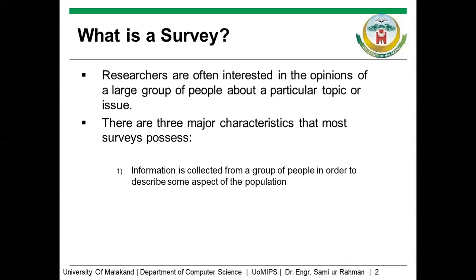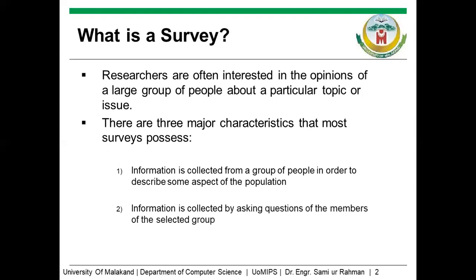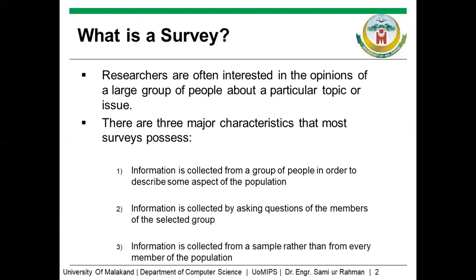We don't have enough resources to access all the members of a population, so we take some samples. And the second is information is collected by asking questions of the members of the selected group. And the third one is information is collected from a sample rather than from every member of the population. As I explained in point one, we don't consider the whole population, we select some samples. Those samples represent the entire population.